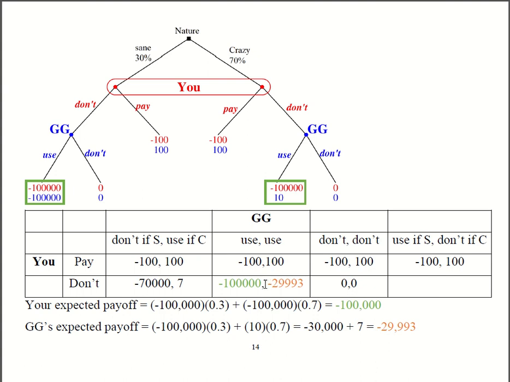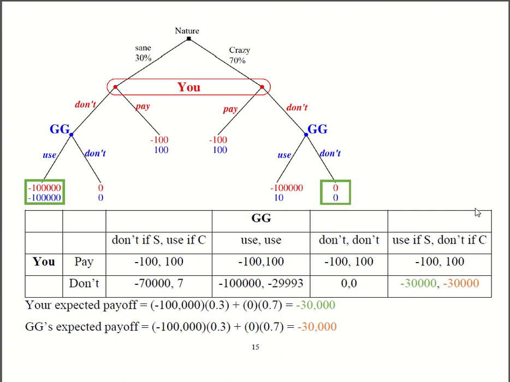Alright, we have one last cell to fill in. We have to fill in this blank over here, find out what is your expected payoff and what is Grenade Guy's expected payoff if you don't pay, and if Grenade Guy plays this. So, let's see. If you're playing don't pay, you're going either down here or you're going down here. Depends upon if Grenade Guy is sane or crazy.